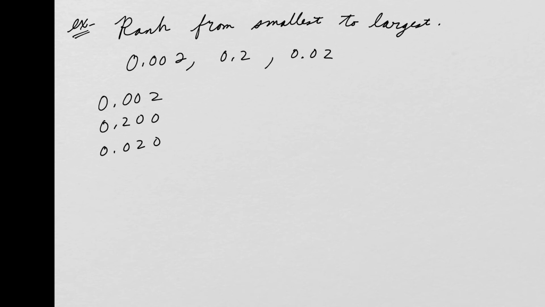So definitely, right away, we can tell that the largest one must be 0.2, because the 2 is greater than the 0 and greater than this 0 in the tenths place. So that's going to be the largest. We want to write from smallest to largest, so I'll write the largest over here. Then I move to the hundredths place. And it looks like this 2 is greater than 0, 0 here. So this one is the second largest one.